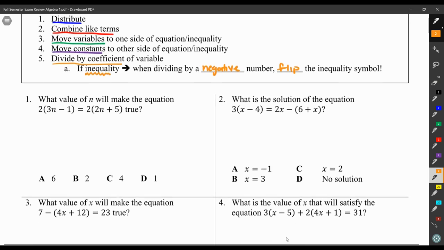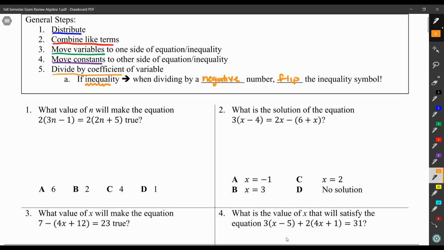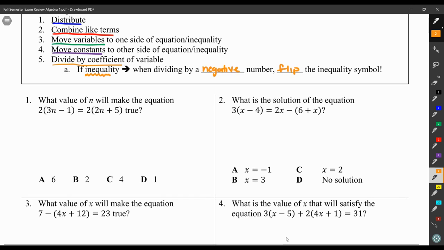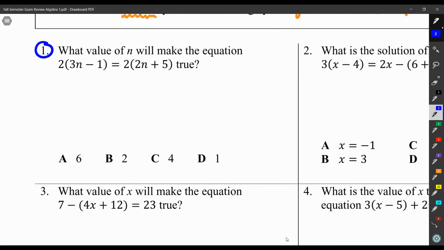So we're going to do some of these together, and you're going to do some of these on your own. There's an accompanying assignment in Schoology for you to do the ones that we skip on your own. So the first one we're going to do together is number 1. So what value of n will make this equation true? Well, that just simply means to solve the equation for the variable.